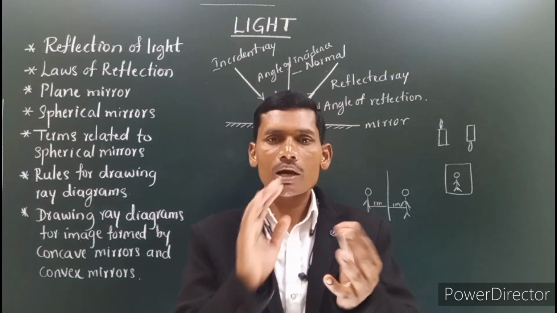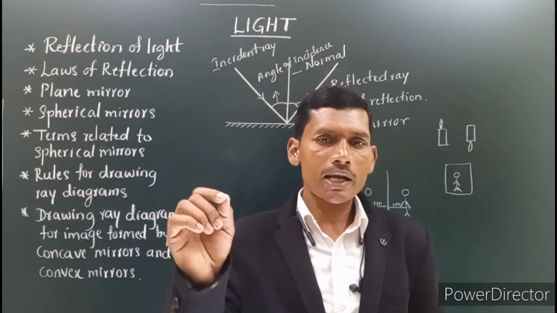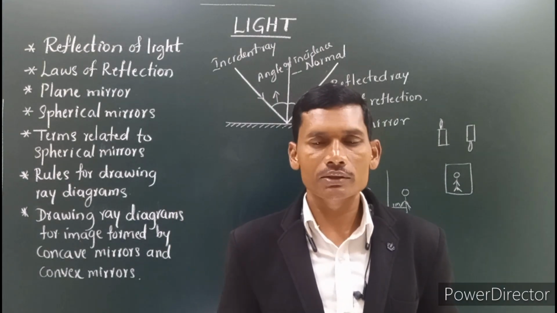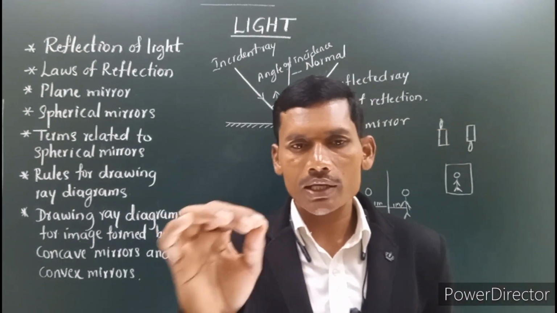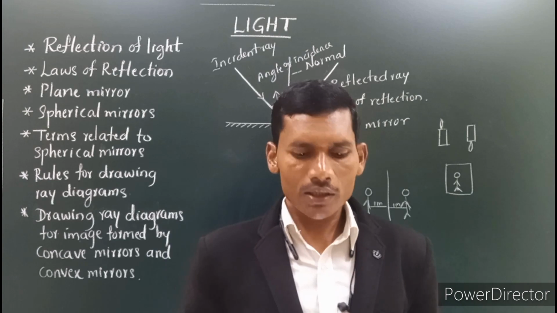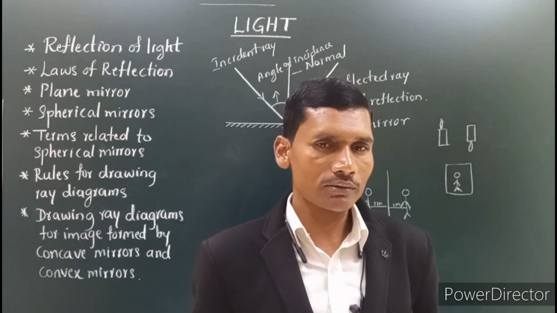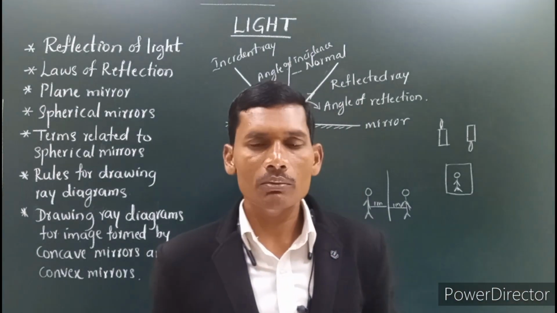It is looking opposite there. Your right hand looks like the left hand in the mirror. This is called lateral inversion. All these characters or natures we can find in the images formed by a plane mirror, right? We just learnt about the plane mirror.